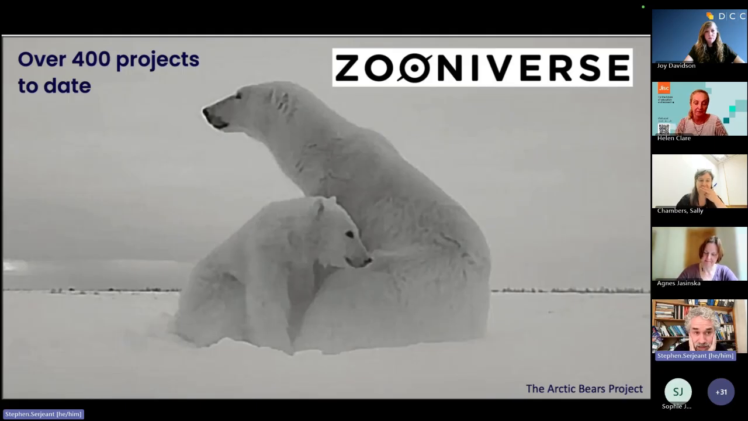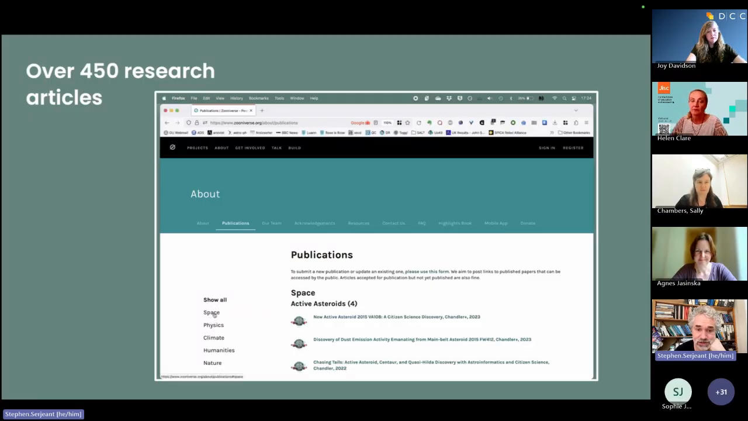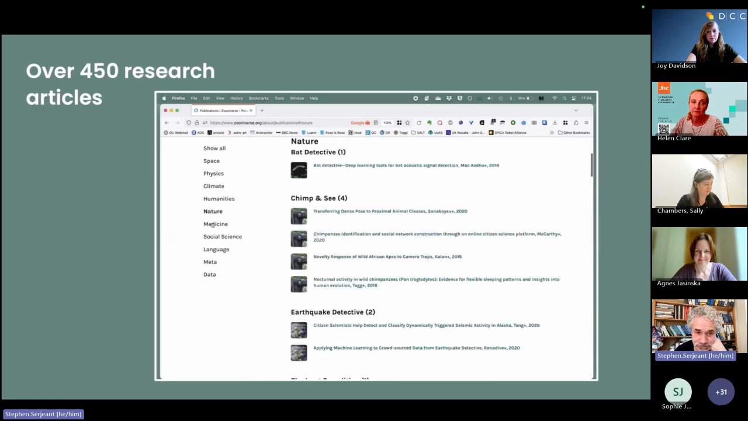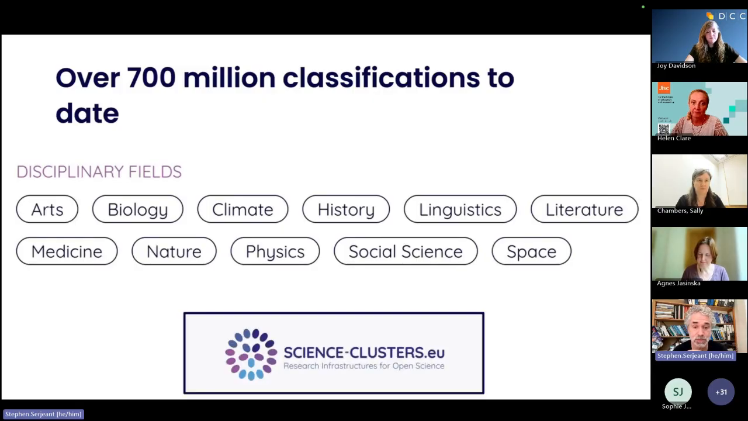I made these slides a few years ago. I think they're slightly out of date now, but it's over 400 projects to date. That's clearly the case. Over 2.2 million human volunteers contributing to science. Okay, and over 450 research articles. So I've got an animation here just skipping through some of the articles on the Zooniverse website. And over 700 million classifications that humans have contributed to research projects over all sorts of disciplinary fields, and I suspect it's closer to 1 billion now, and across all of the science clusters, all of the science areas of the European Open Science Cloud.